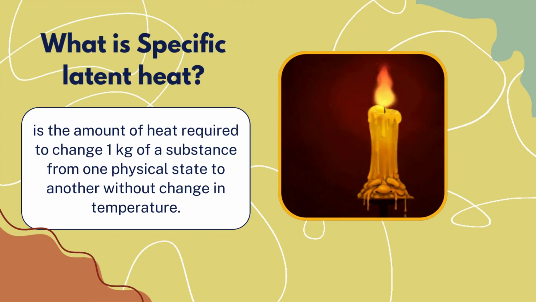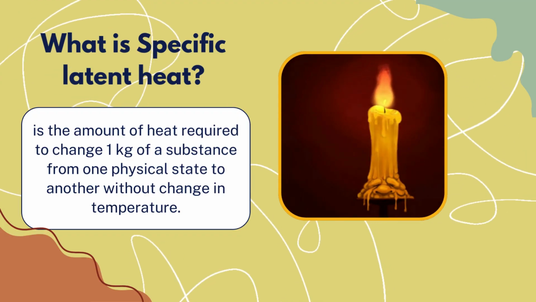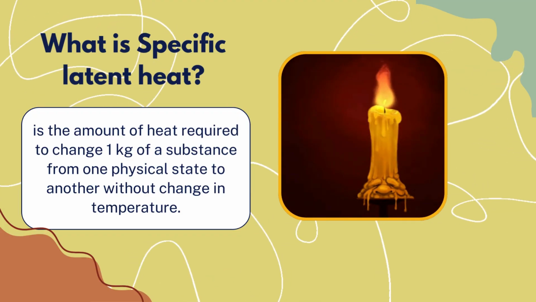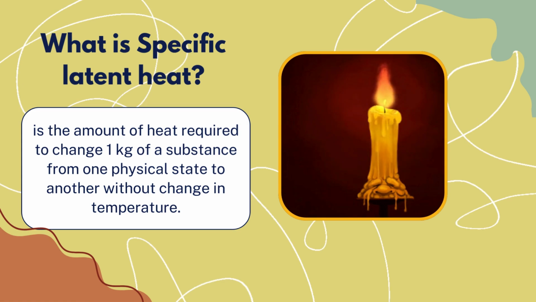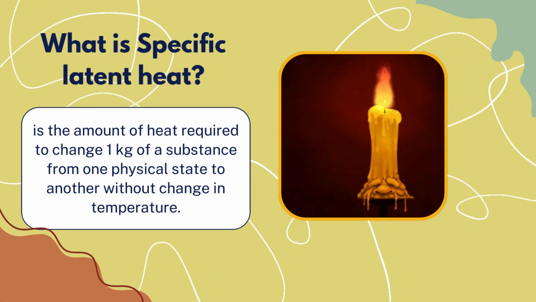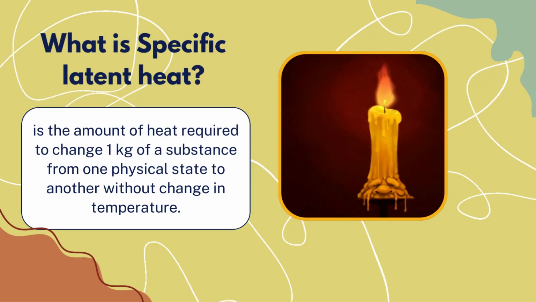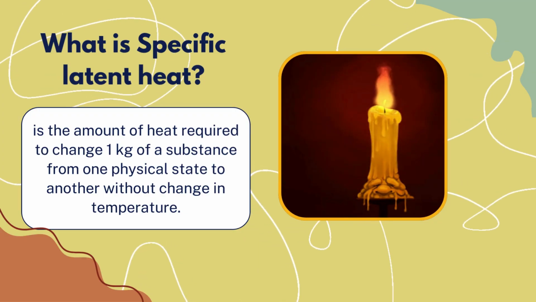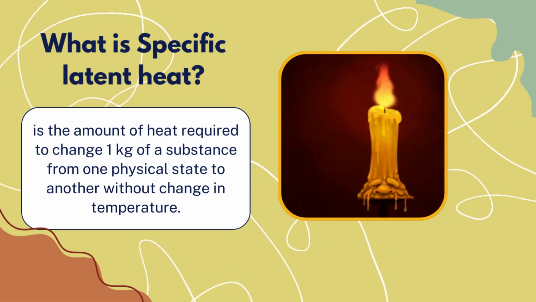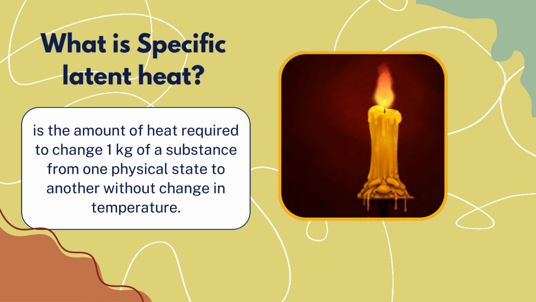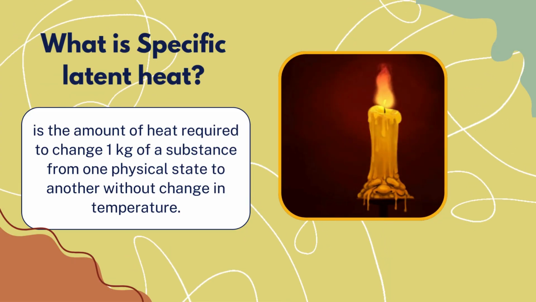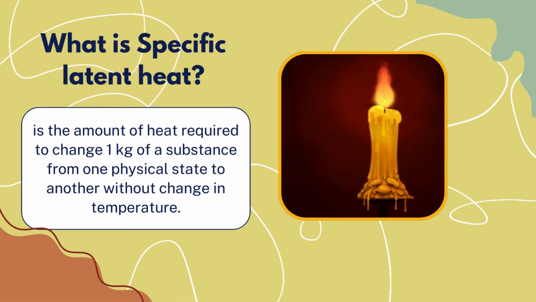What is specific latent heat? Specific latent heat is the amount of heat required to change 1 kilogram of a substance from one physical state to another without any change in temperature. It can also be defined as the heat energy absorbed or given out when a substance undergoes a state change. For example, the heat energy absorbed when a candle burns and the solid wax melts.